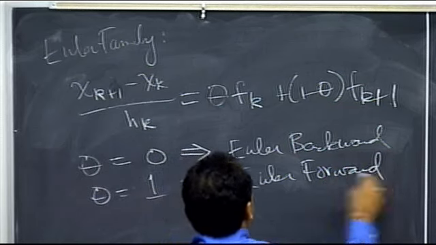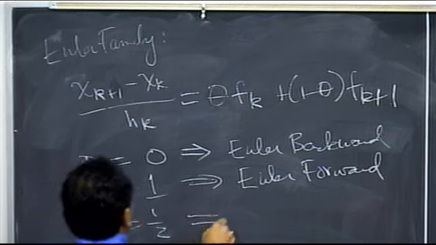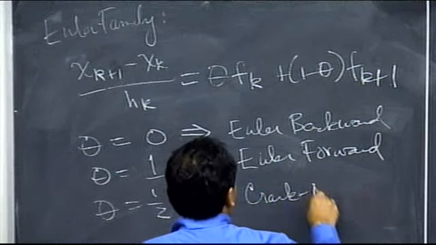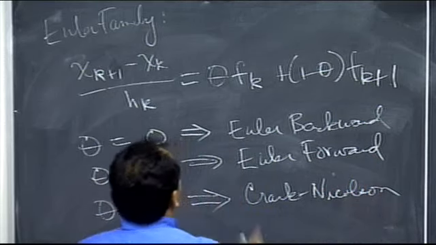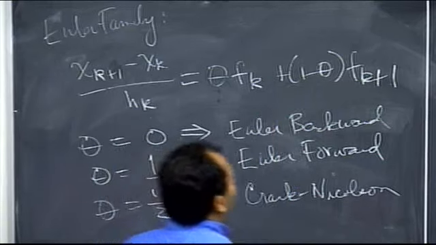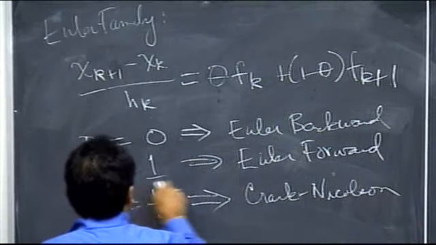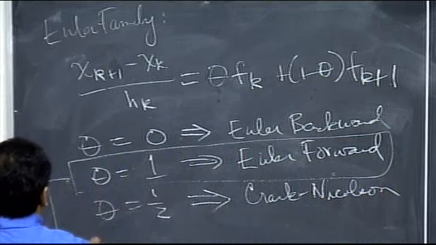But you don't have to set theta to any one of these. If you set theta equal to 1/2, you get what's called Crank-Nicolson. I don't know why it's called Crank-Nicolson. I think these are two guys who came up with it. But Crank-Nicolson is where these two are set equal to each other. In either case, Euler forward is the only one that's what's called fully explicit.